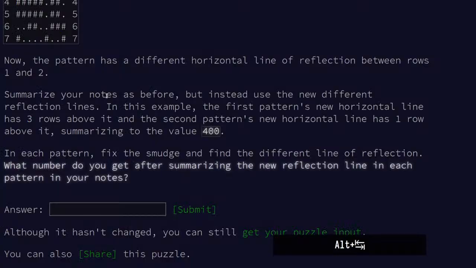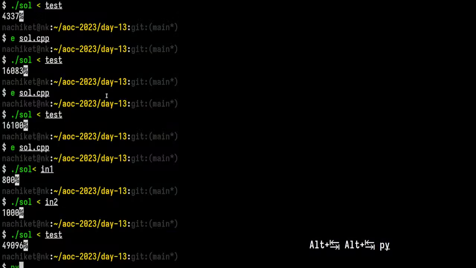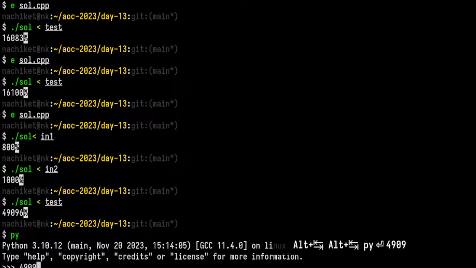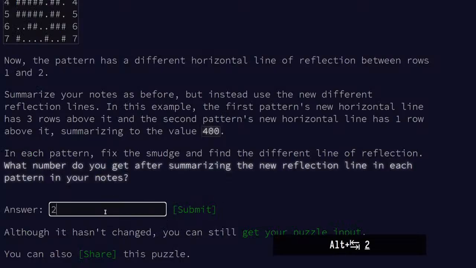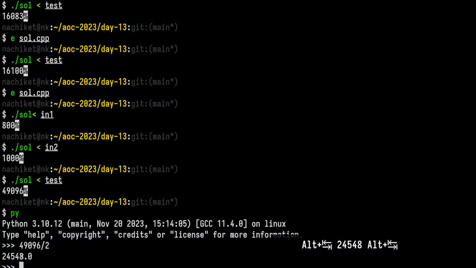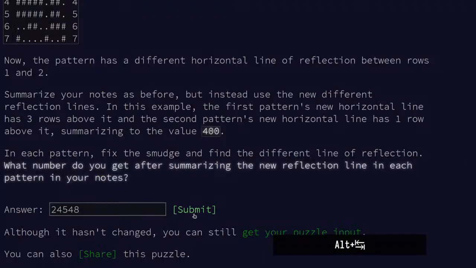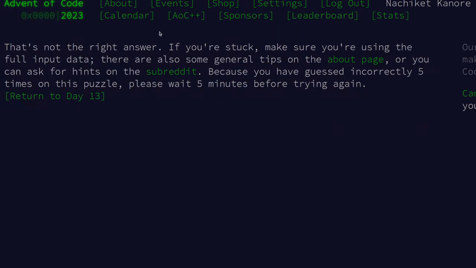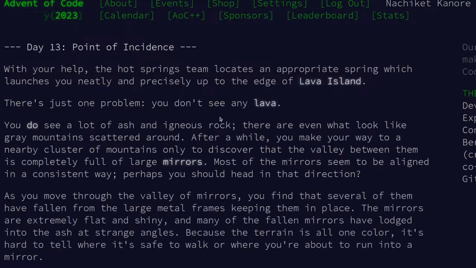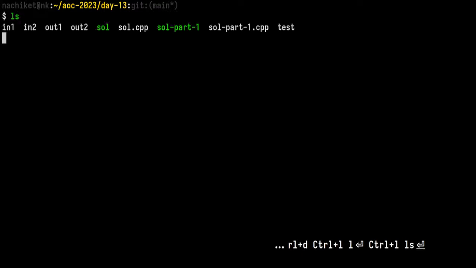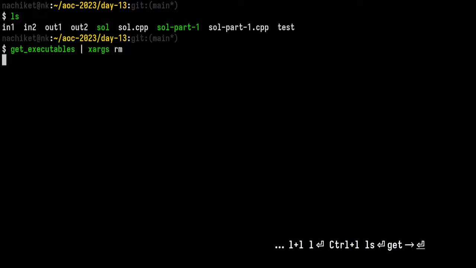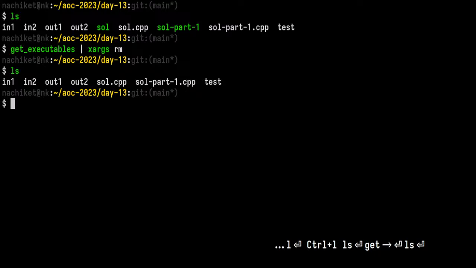Four nine zero nine six. 49096 by 2. 24548. 24548. Okay, that's enough for today. I will push this just for backup.